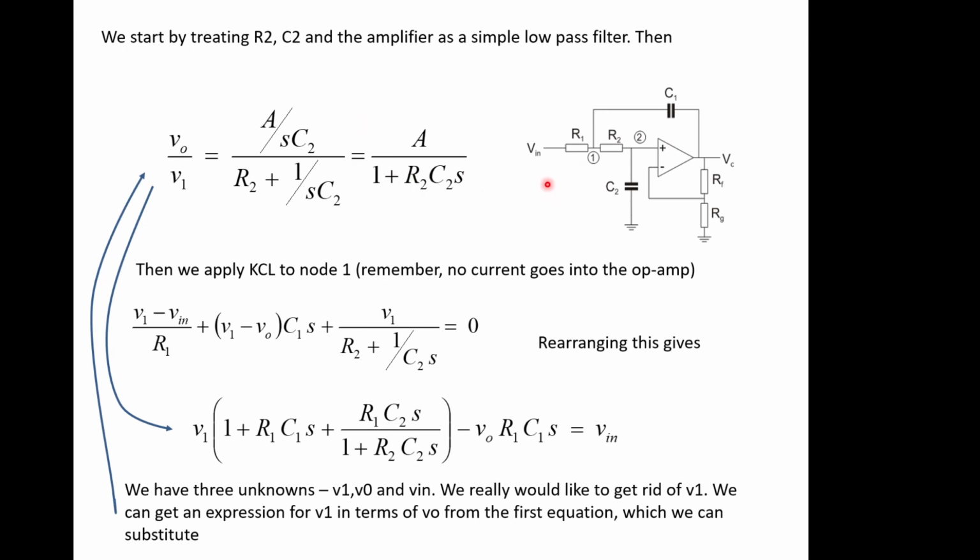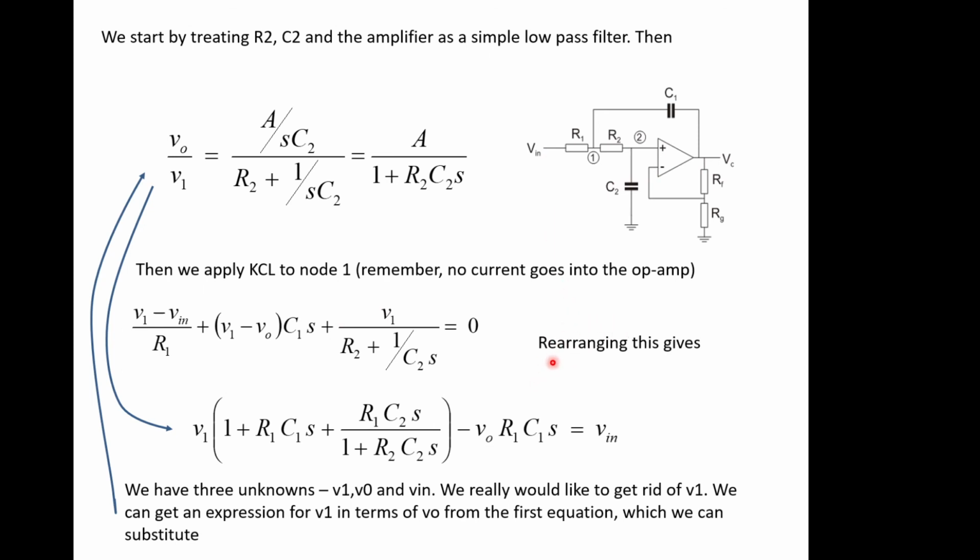So we can start by looking at the nodes. We do nodal analysis here, and nodal analysis here, recognizing the fact that there's no current going into the op-amp here. That allows us to effectively create the transfer function of this system. So we're looking for V out over V in.